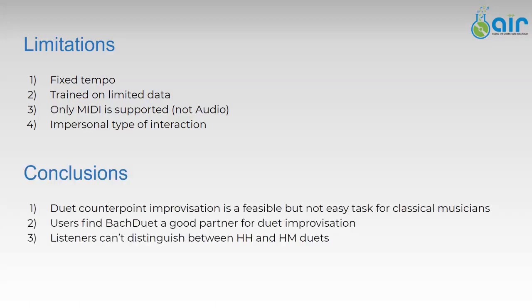As a conclusion, we can say that duet counterpoint improvisation is a feasible but difficult task for classical musicians. Secondly, even though they prefer interacting with another human musician, users find BachDuet a good partner for duet improvisation. And finally, musically trained listeners were not able to distinguish between duets generated using BachDuet versus duets improvised by two human musicians.